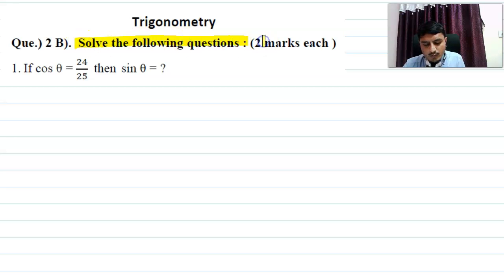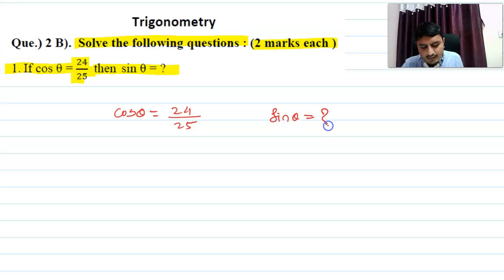Solve the following questions, 2 marks each question. Within it, the first sub question is: if cos theta equals 24 divided by 25, then sin theta is equal to what? So now we have been given the value of cos of theta to be 24 divided by 25, and we have to evaluate the value of sin theta.